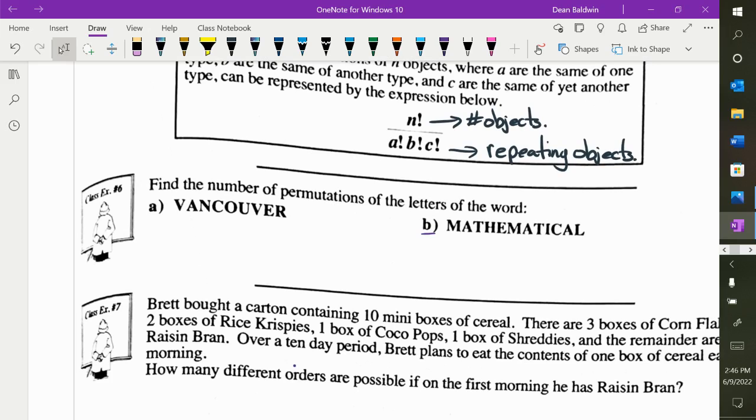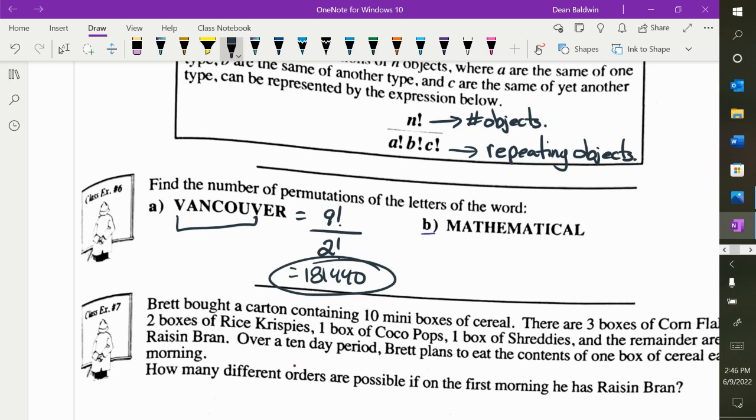So the word Vancouver. How many letters are in the word Vancouver? 9. How many letters are there that repeat? 2. There's 2 V's. So I divide 9 factorial, because that's the number of ways I could arrange all those letters without any restrictions, divided by the number of repeating letters, which is 2 factorial. That's 181,440, if you wanted to figure it out.